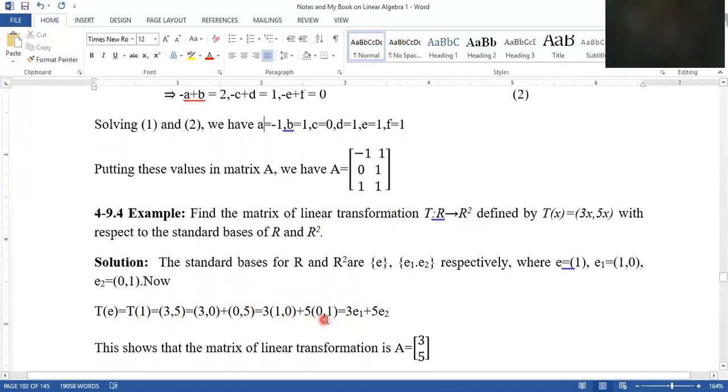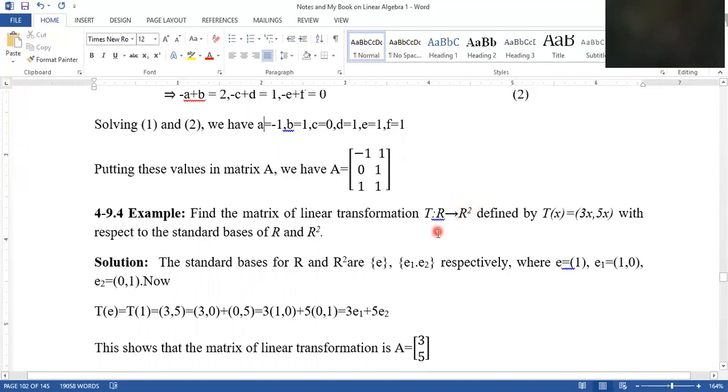This is (1, 0), (0, 1). So ultimately, if you look over here, (3, 5) is the matrix of the linear transformation. This can be confirmed from here. The order of the transformation matrix will be 3 cross 1.